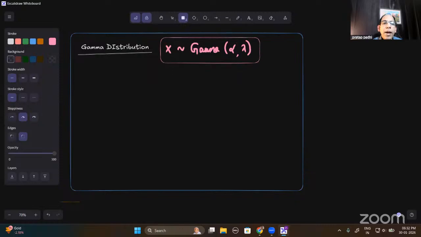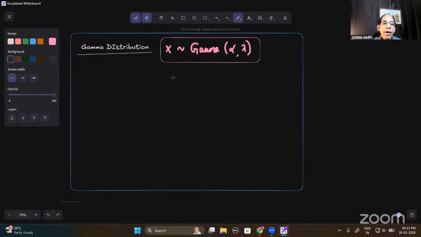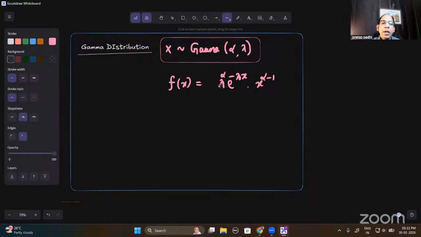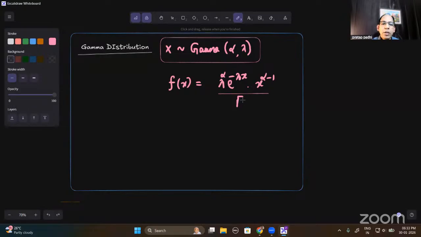Distribution. And you try to remember the density function. Here the density function is f of x is equal to lambda e to the minus lambda x, and that way you can remember x to the power alpha minus 1. Here you make it lambda to the power alpha divided by gamma alpha. This is the density function.